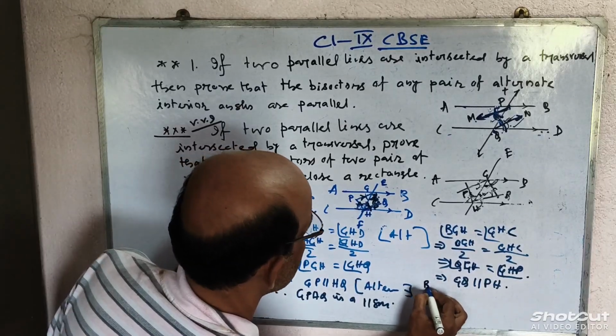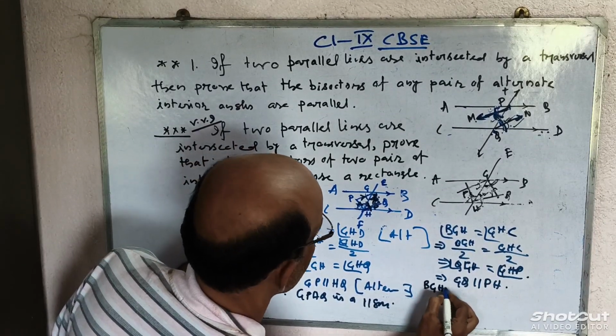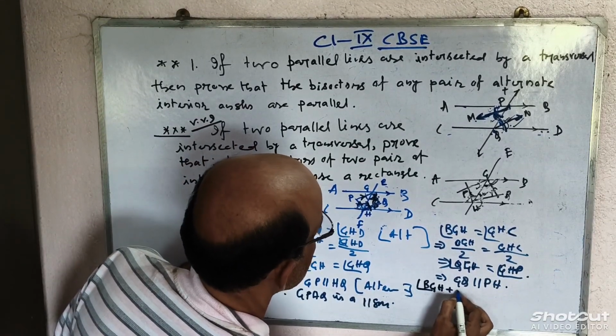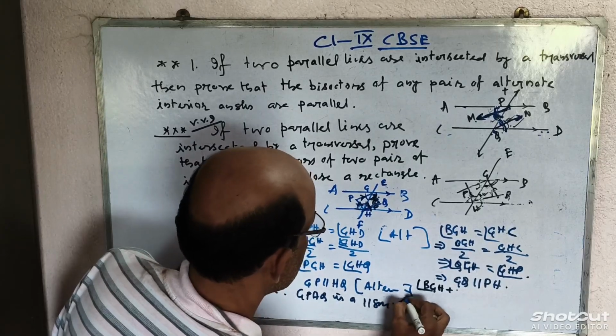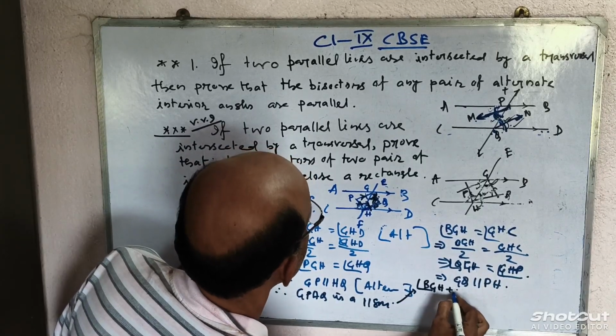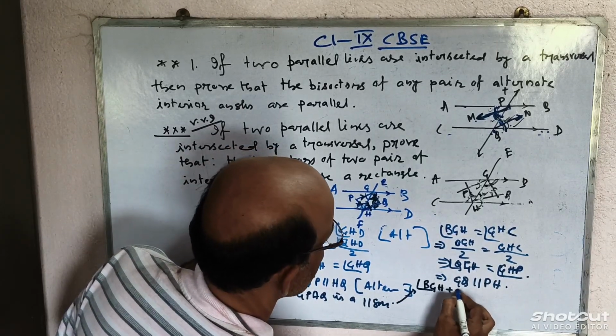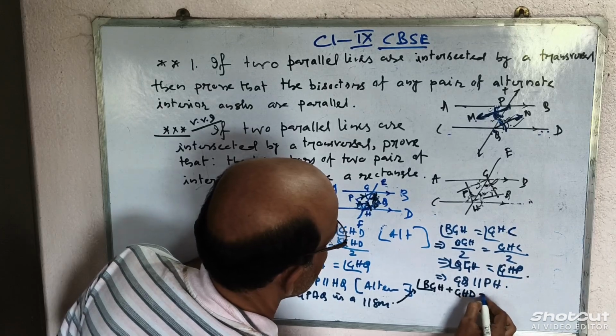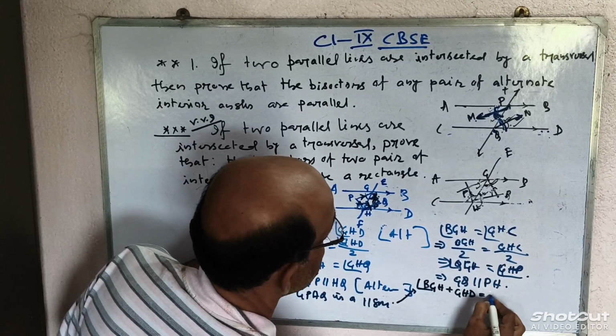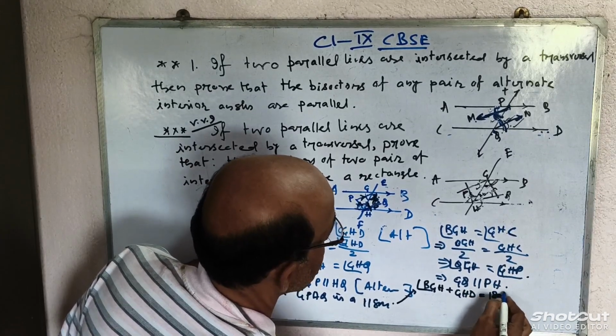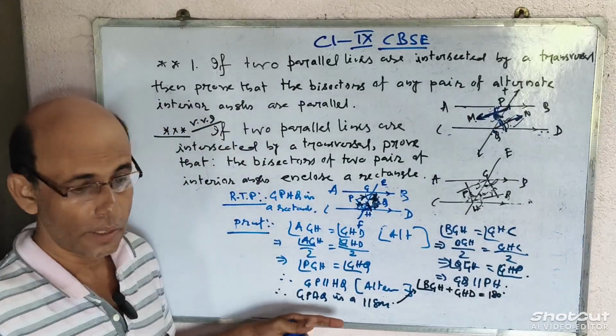That means you have to write that angle BGH plus, next step, plus angle GHD is equal to 180 degrees. The color has changed.